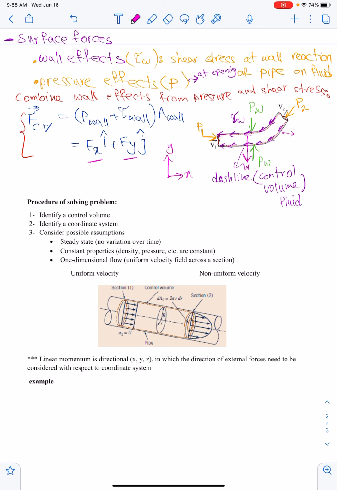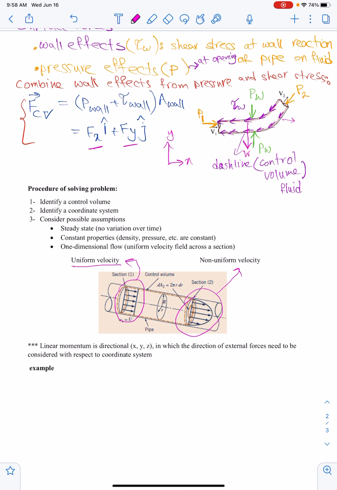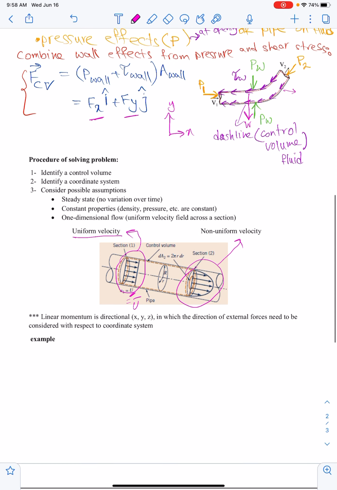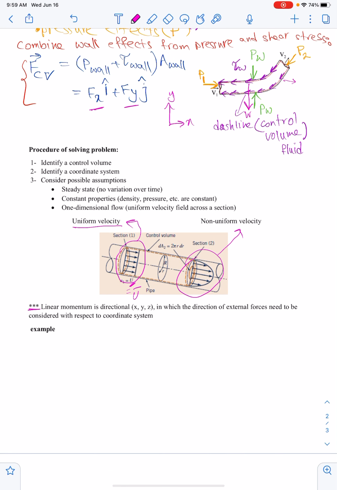For one-dimensional flow, I mean, for example, the uniform velocity. If we look at the picture right here, this is the uniform velocity, and this is not the uniform velocity. For example, here, if we say that this is u, this is equal to the average of velocity. So this is why it's uniform. And then let me also talk about these notes here.